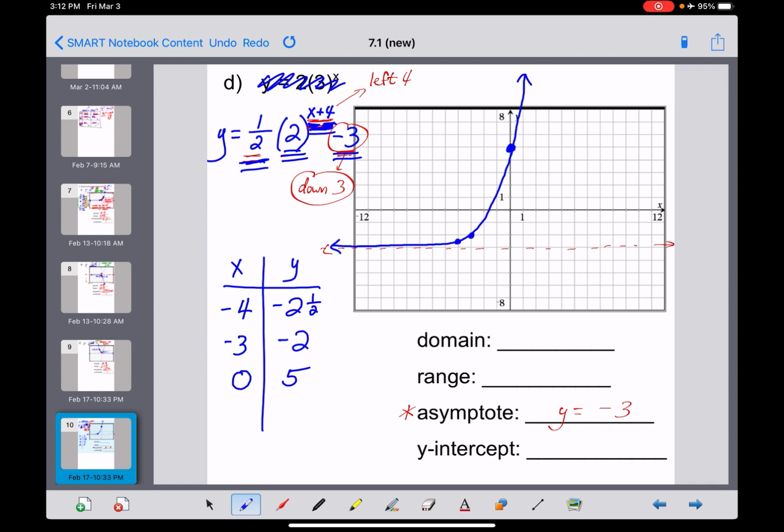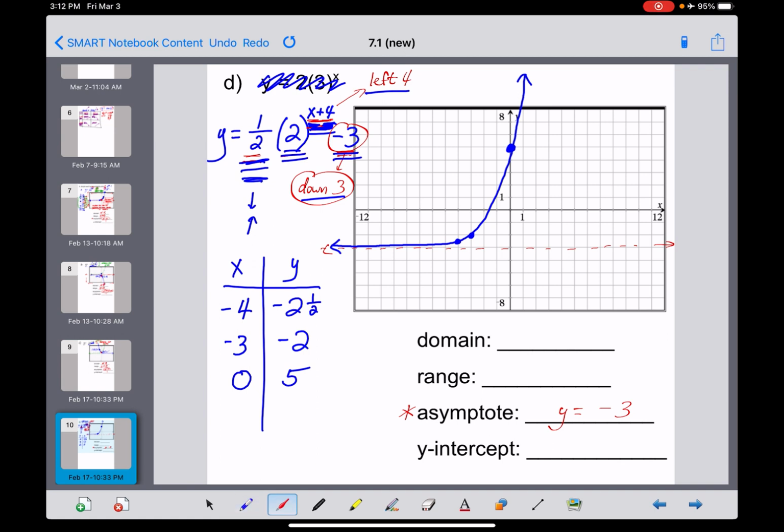Okay, so that's what this graph is now going to look like. It's basically an exponential growth curve, but it's been shifted left 4 units, down 3 units, and then that 1/2 actually kind of compressed the graph, although it's really hard to tell that from right here.